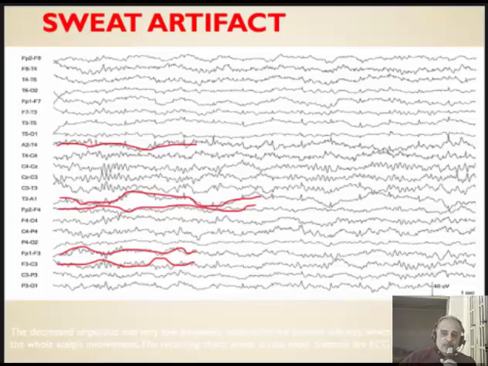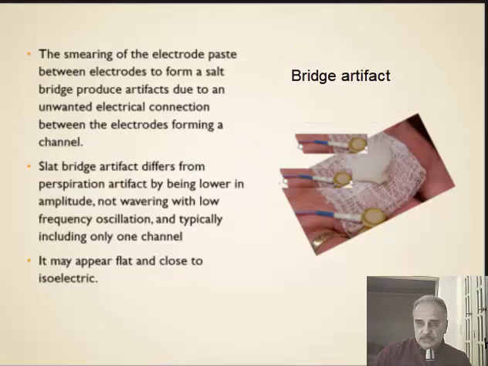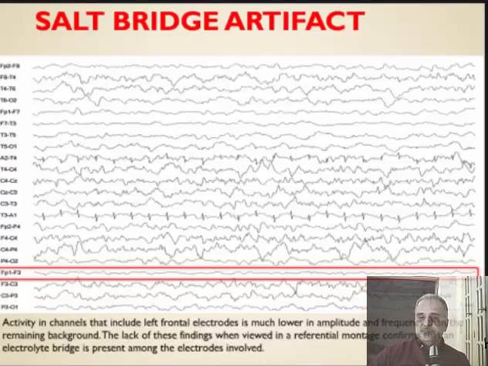These are slow components that represent sweat artifact. As the paste is made of material with high conductance to electricity, when there is a bridge of paste between two adjacent electrodes, the potential difference between them will be near zero. So this channel will be nearly isoelectric. When you find a bipolar montage with only one channel nearly isoelectric, this is usually a bridge artifact.